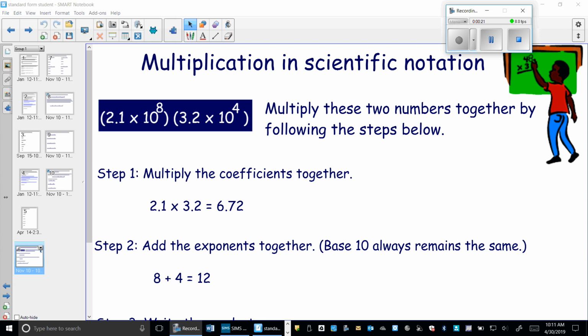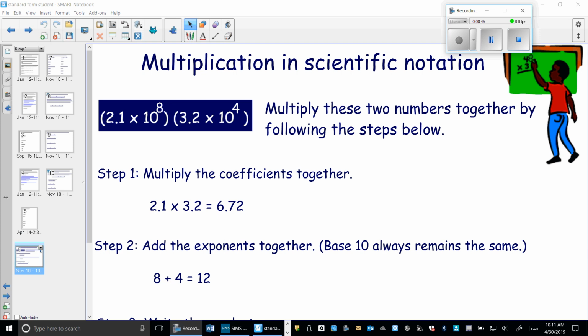Good, but could it be any number times 10 to the power of something? I think it has to be a single digit. These aren't single digits, so be careful how you say that. There has to be just one digit before the decimal point. So that makes it a number between what? Between 1 and 10.